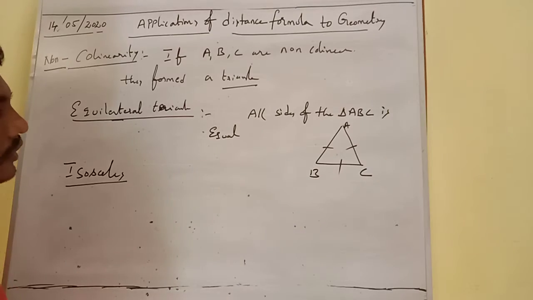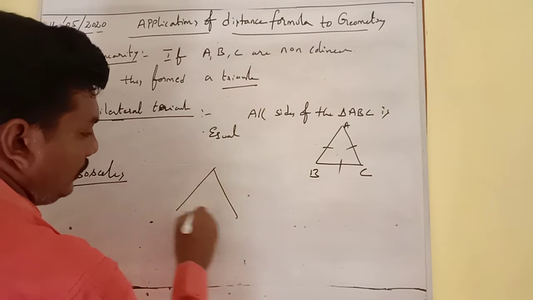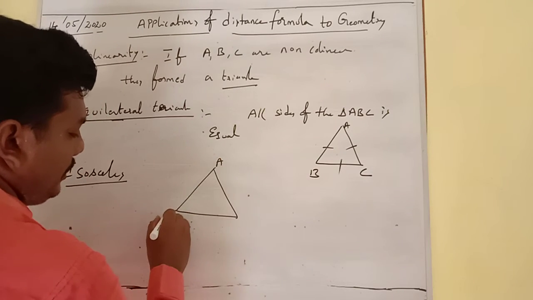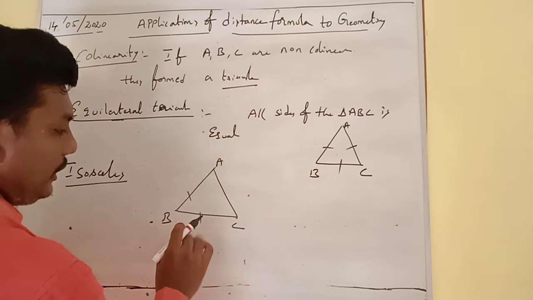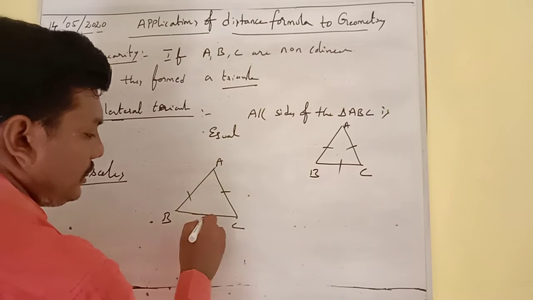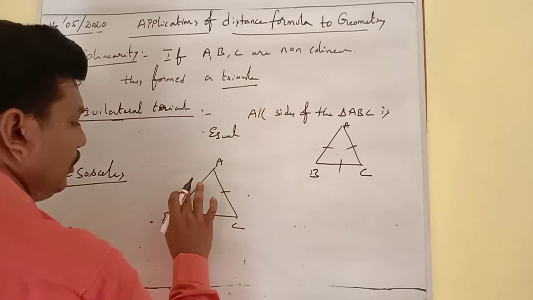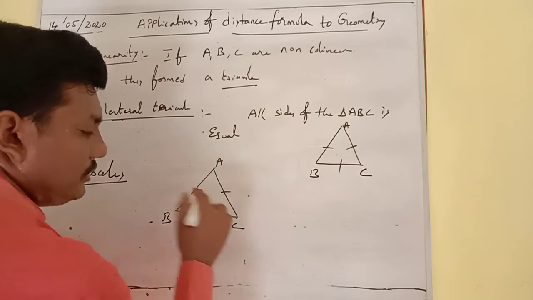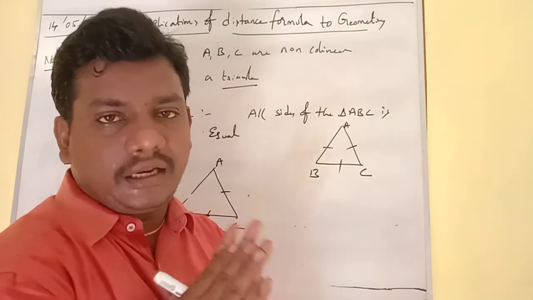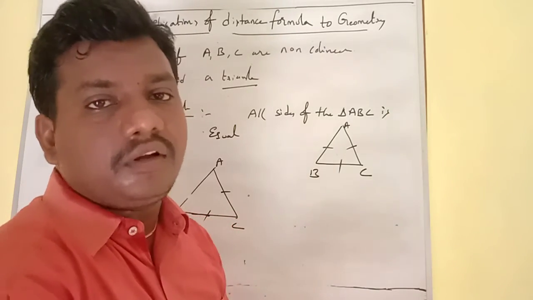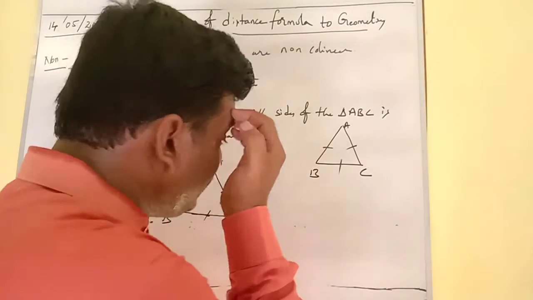Isosceles triangle: any two sides in a triangle ABC, if these two sides are equal, then it is an isosceles triangle, or otherwise if these two sides are equal, that is also an isosceles triangle. That means if any triangle is isosceles, then according to the distance formula, we have to find the distance between any two sides.